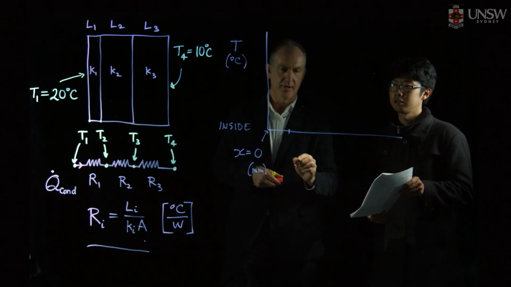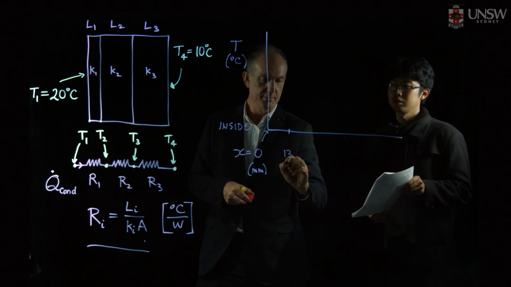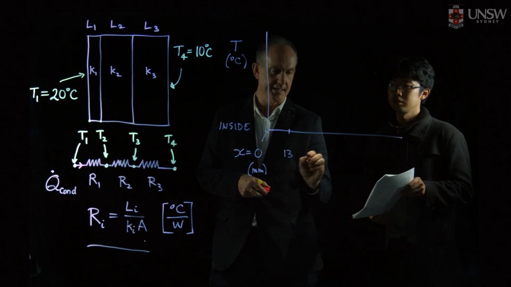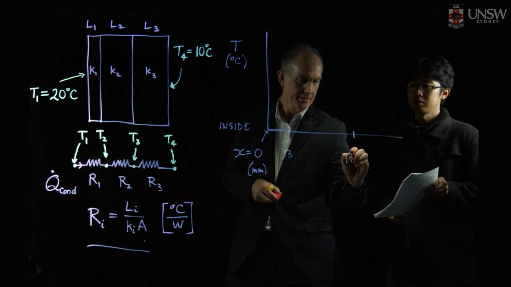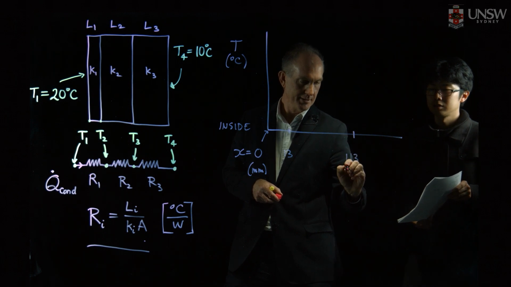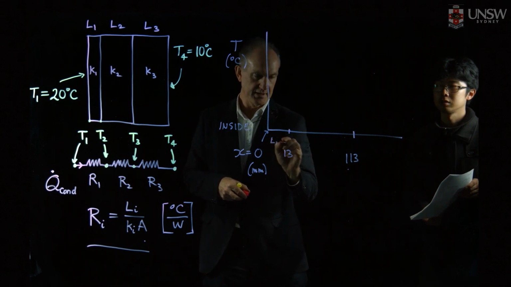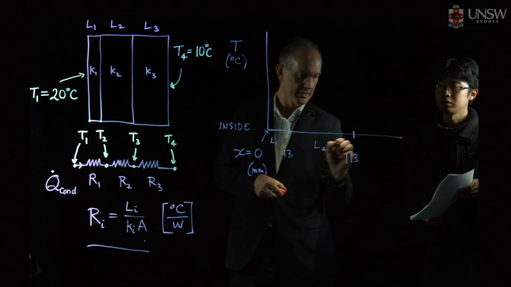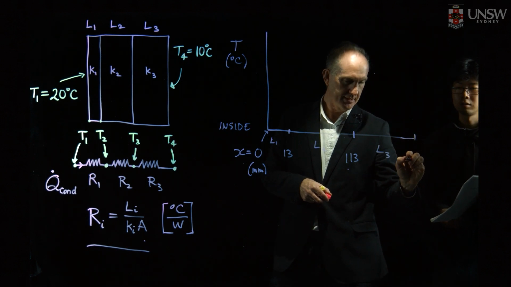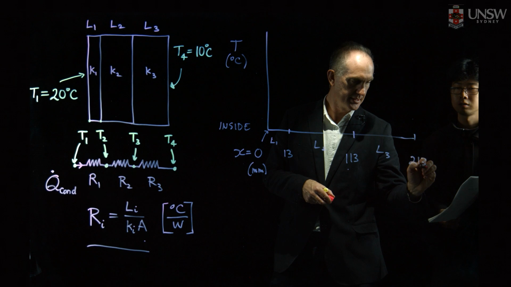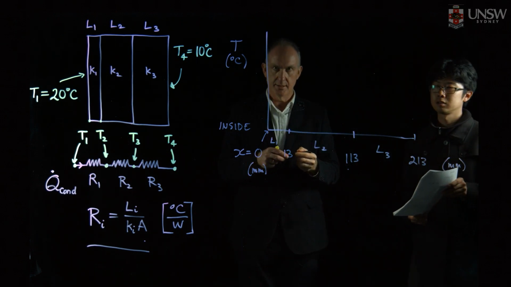We then have, this is not so much to scale, 13 millimeters is our first layer. Then we have 113 millimeters for our second layer. So this is layer 1, layer 2, layer 3. Our brick, we have another 100 millimeters, so 213 millimeters.